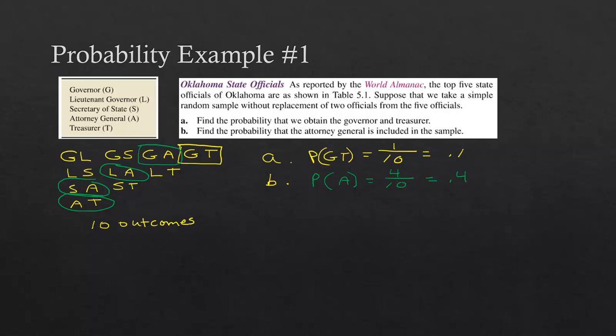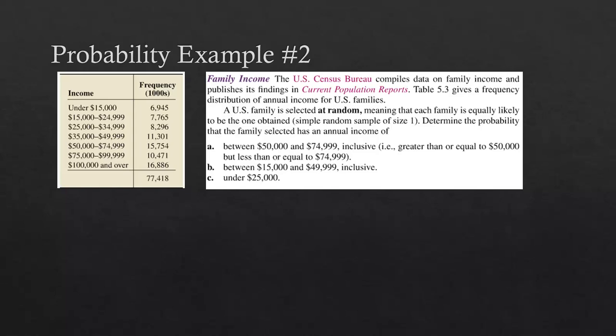So this is your basic probability. Find out the total number of outcomes you have, and then you can go about finding the probability of what you want, just like we did here. Okay, so let's look at another example.